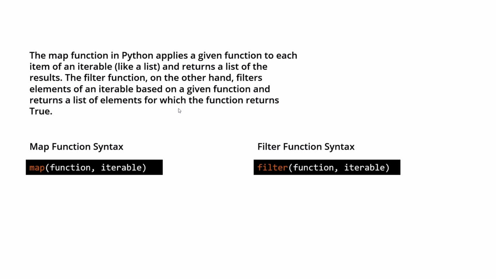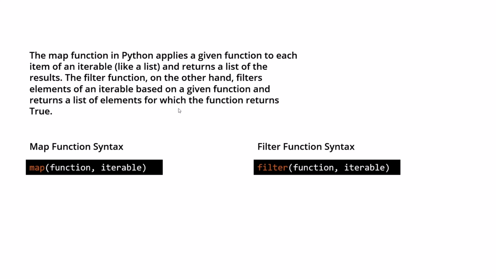The map function in Python applies a given function to each item of an iterable, like a list, or sometimes if you have a data frame, and also it returns a list of the results. The filter function, on the other hand, filters elements of an iterable based on a given function and returns a list of elements for which the function returns true.